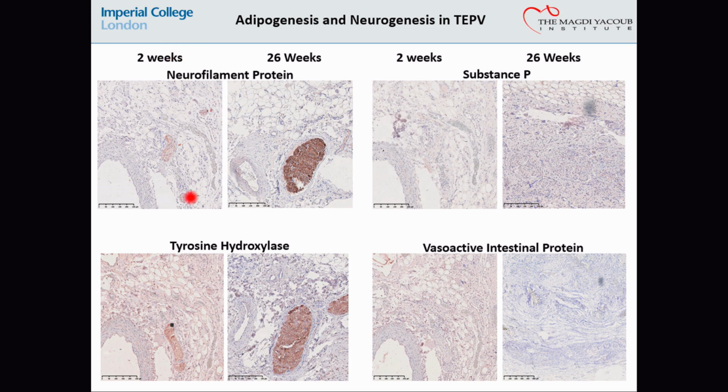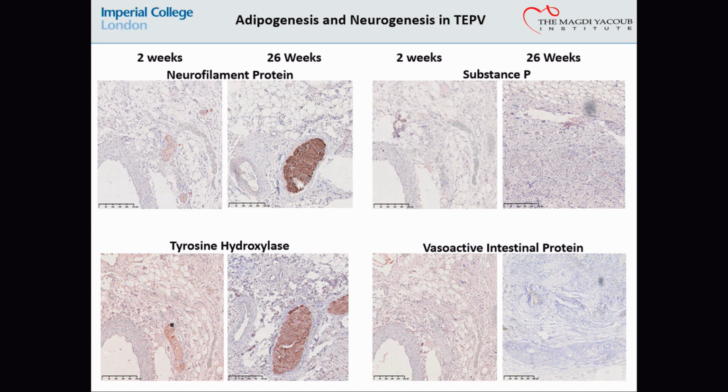So you see weak expression at 2 weeks, and we can also see the expression of tyrosine hydroxylase. Tyrosine hydroxylase is a sympathetic marker. It's a dopaminergic marker. And by 26 weeks, you can see strong expression for neurofilament proteins showing maturation of the nerve bundles, as well as strong expression of tyrosine hydroxylase here. You can also see that the nerve bundle has grown bigger and matured between weeks 2 and weeks 26.